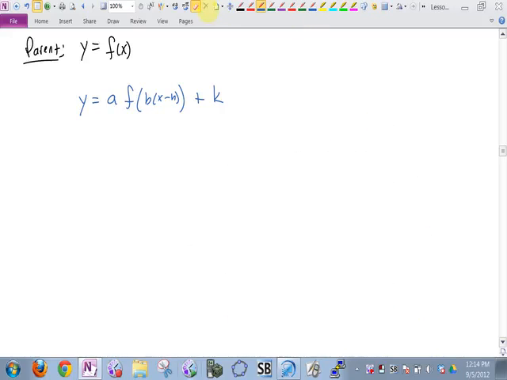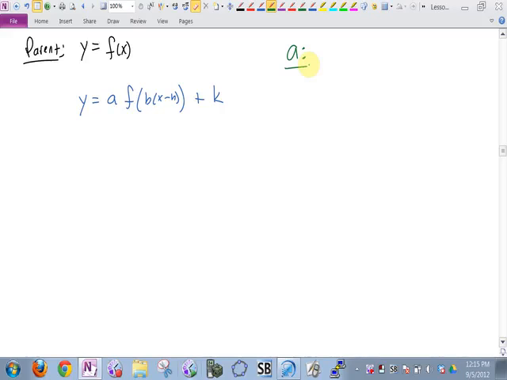Pick one of those letters, A, B, H, or K. A. What does the value of A do to the graph of this parent function f of x? Stretches it how? Vertically.